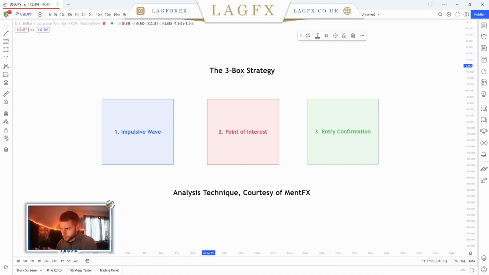So that is 1, 2, 3. That is 3 things that we need to see. And now I'm going to show you their implementations in the live market.